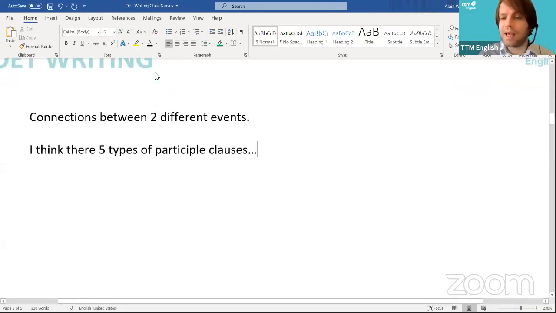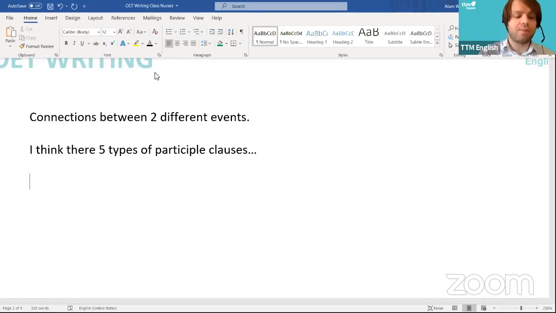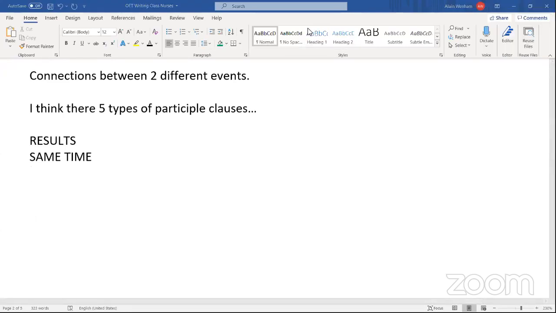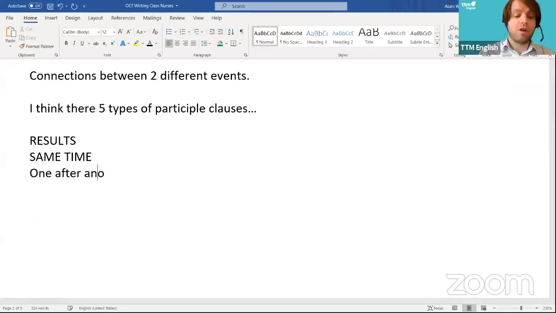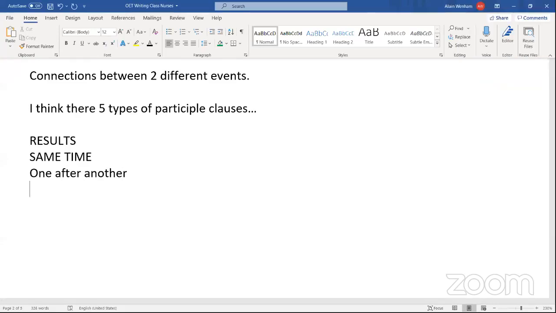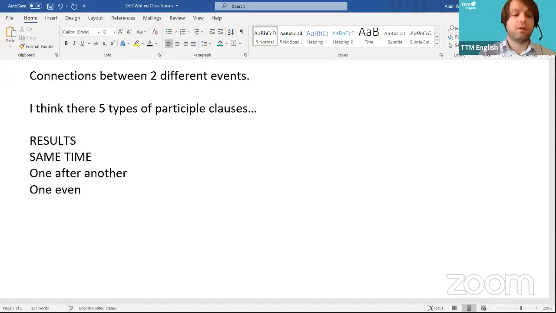One of them will be same time. One of them will be results. People who know about relative clauses, what are the other types? We've got results. We've got same time. Reason. One event after another. Anything else? One event immediately after. Okay, good. And anything else? There's one more. Do you remember it? Cause? No, that would be results. Okay, you could think of it like a cause.